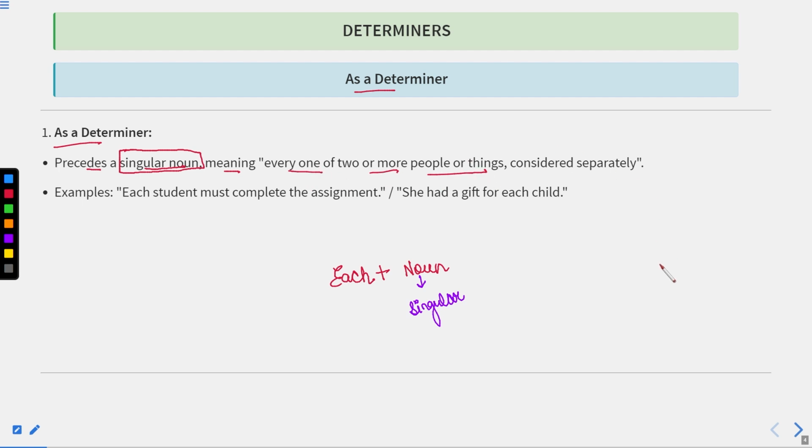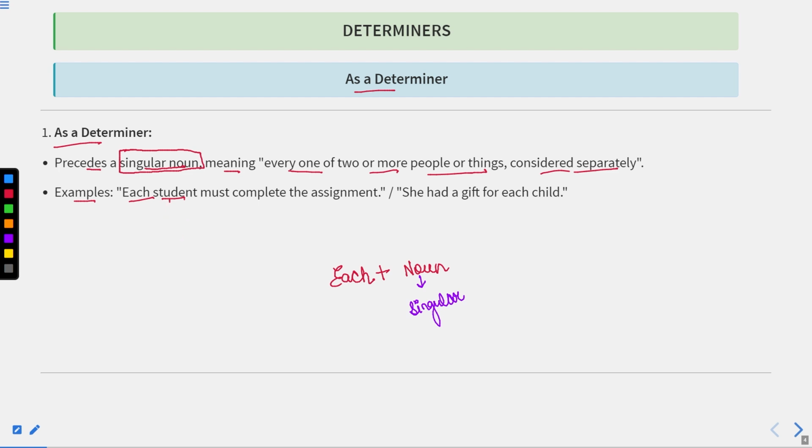For example, if we have various things in a group and we are talking about each and every, it means about everyone individually. It means if we are talking about one by one, and for one we are talking individually. If we are talking individually about every person, that means we can use the word each for the persons over there. Considered separately. Examples: each student.